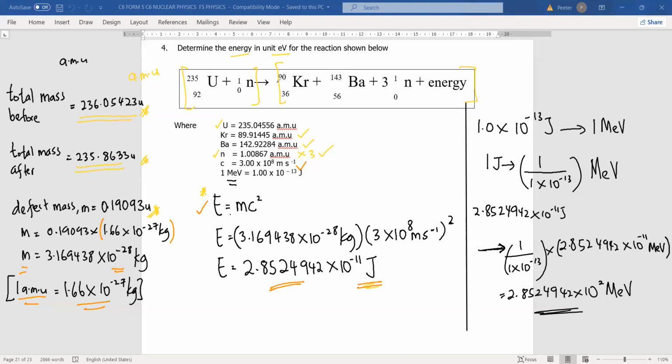The question also wanted the answer in eV. So what do we do? We know that every 1 times 10 to the power of minus 13 joules equals 1 MeV. So 1 joule will be 1 divided by this. So we get this amount times this. But the answer should be in eV, right? So the final answer will be 2.8524942 times 10 to the power of 8 eV, because mega is times 10 to the power of 6. All right, this is how to solve this question.